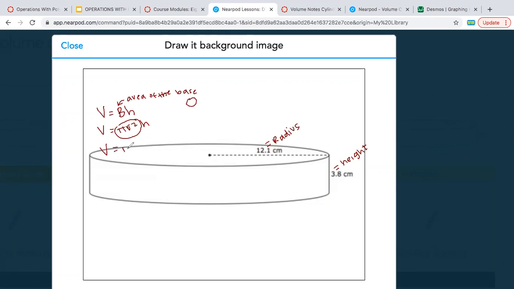So V equals pi times 12.1 squared times 3.8. Volume equals pi r squared times height, because capital B is pi r squared. Here's my pi r squared. Height is just height. And I need you to practice Desmos, so don't wait on me. Go on Desmos, do this yourself.